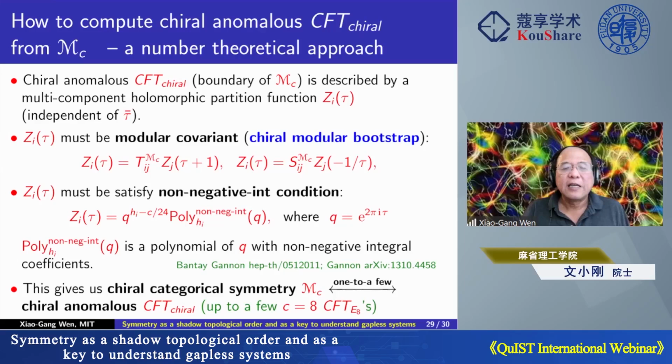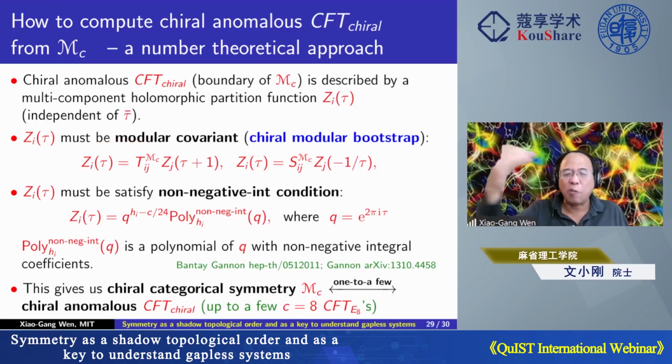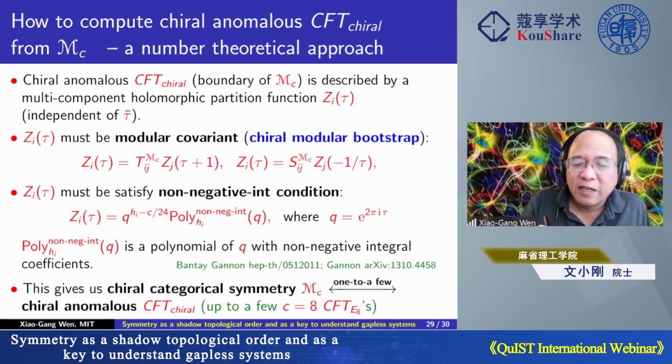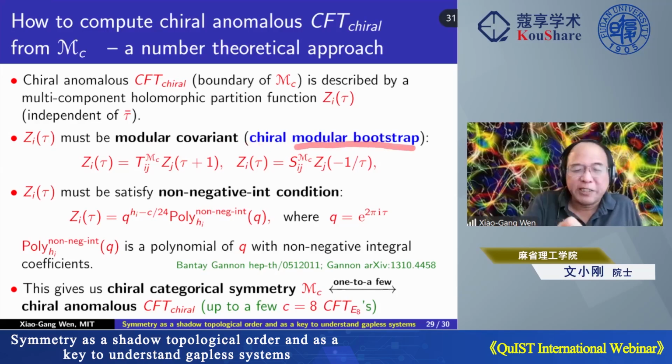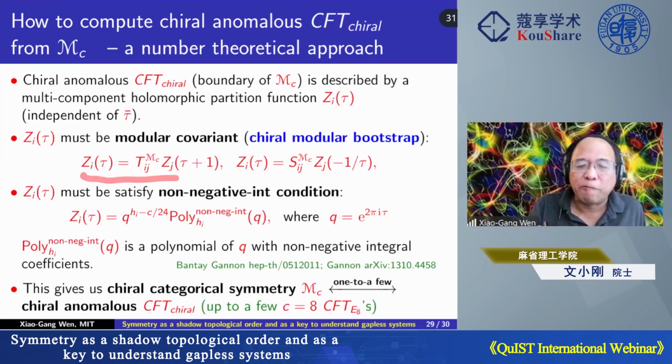Okay, and it has this modular covariance condition, in terms of the ST matrix of this chiral categorical symmetry, that is, the chiral part of a topological order. So you can also call this a chiral modular bootstrap. Everything is purely chiral. And this chiral partition function must satisfy this modular covariance condition.